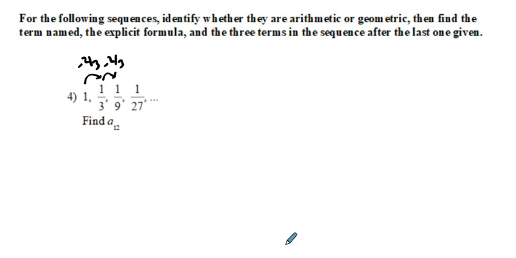So you could always just start off and say maybe it's arithmetic, and give it a test and see if it is. In this case, we can see that it's not. So the next thing I'm going to do is check and see if it's geometric. Is there a constant multiplier between each term?